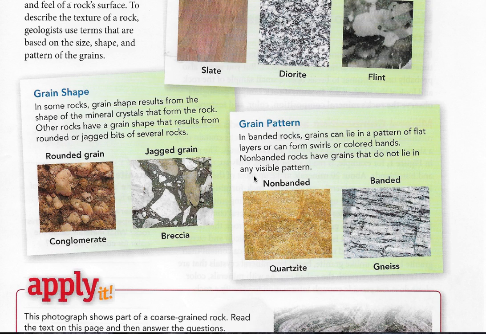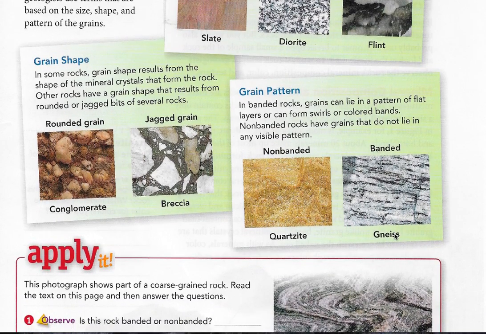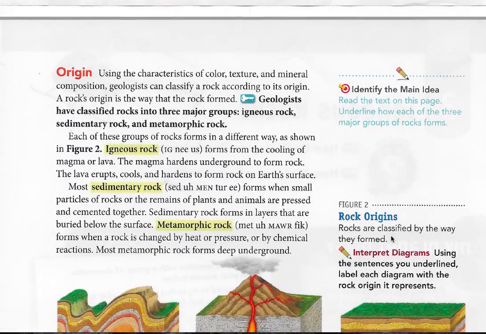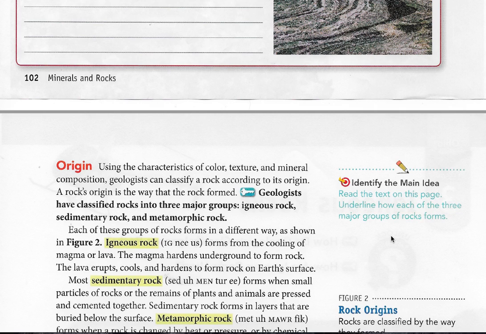Grain pattern. In banded rocks, grains can lie in a pattern of flat layers or can form swirls or colored bands. Non-banded rocks have grains that do not lie in any visible pattern. So an example of a non-banded rock is quartzite. An example of a banded rock is the rock called gneiss. That's how you pronounce that word. It's a very nice rock if you ever meet it, by the way. And you will meet it, and I think you will share that same opinion.